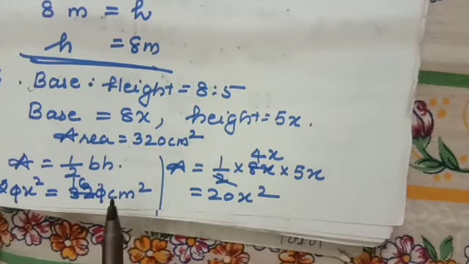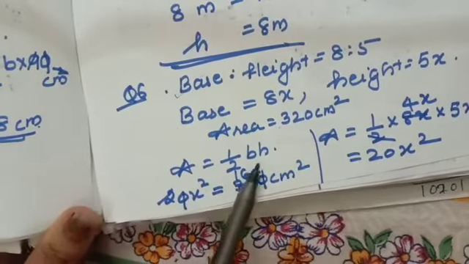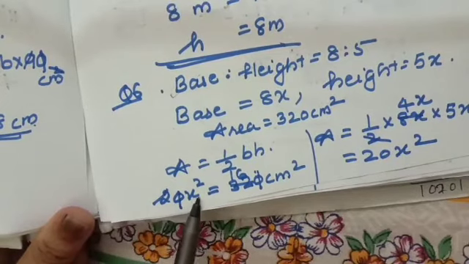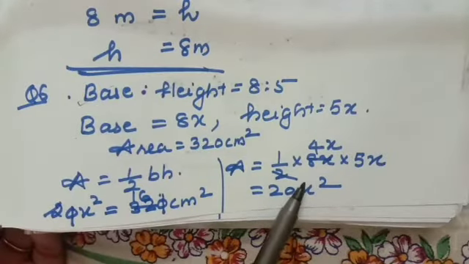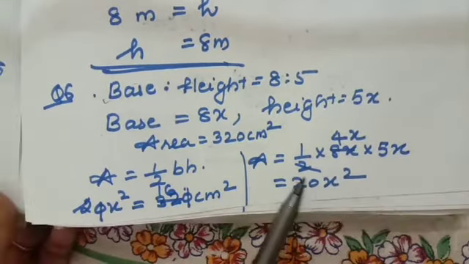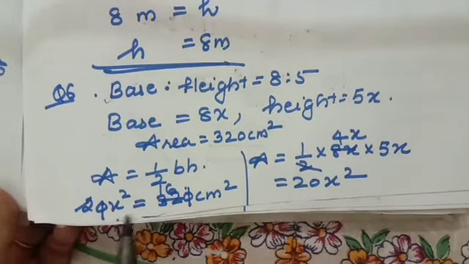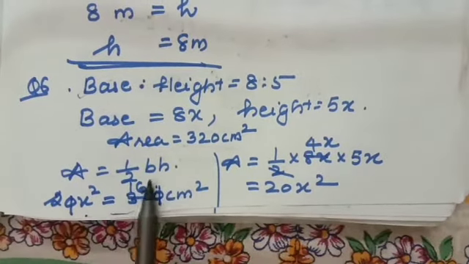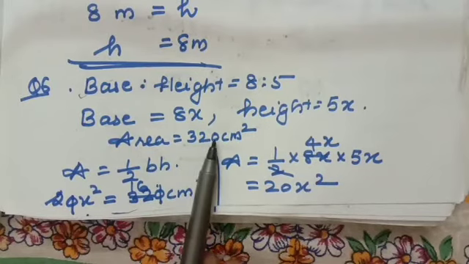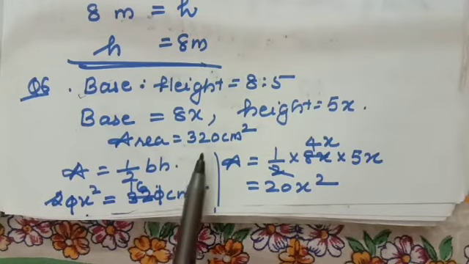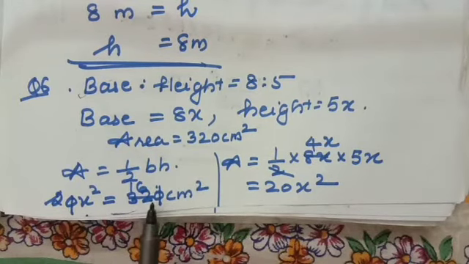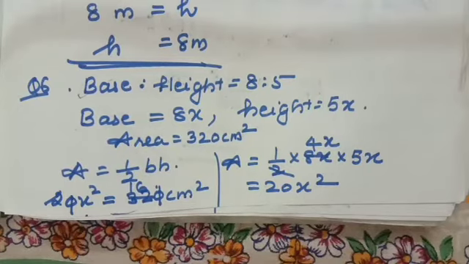Otherwise you can do like this also, area equal to half base into height. See here, area how much are you getting, 20x square. So instead of area you can write 20x square equal to half base into height, area given 320. Cut it, you will get what you will get.